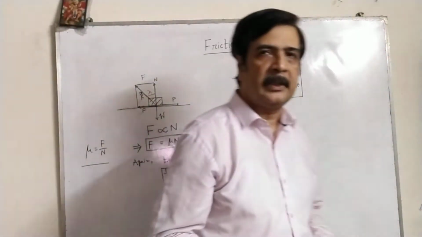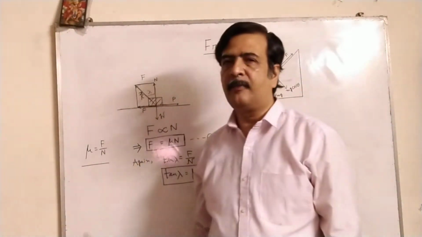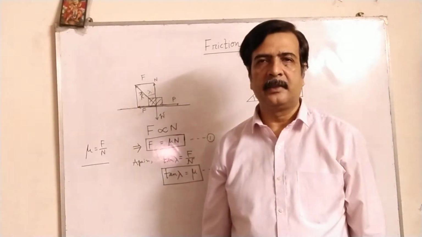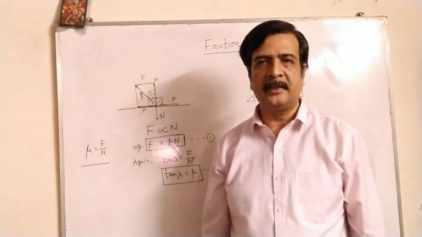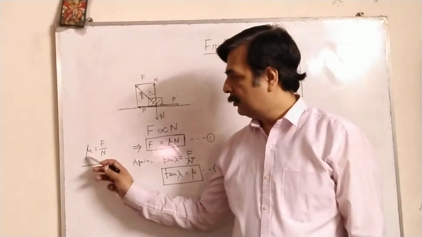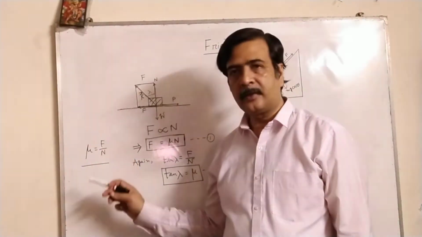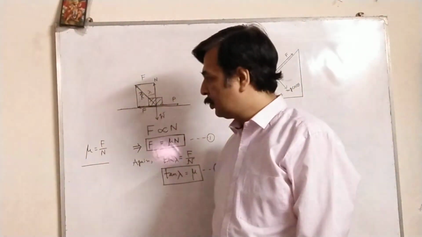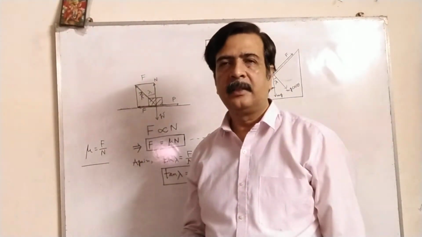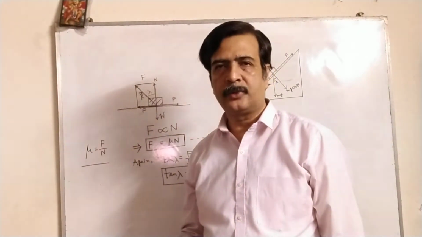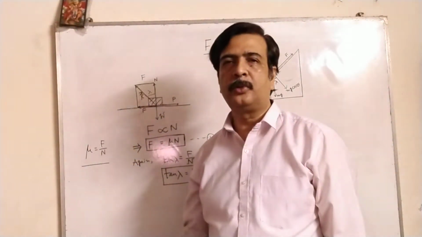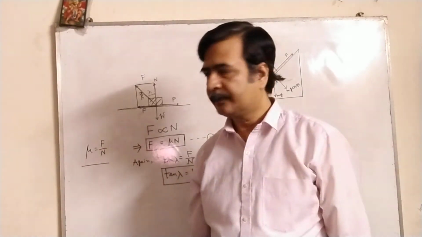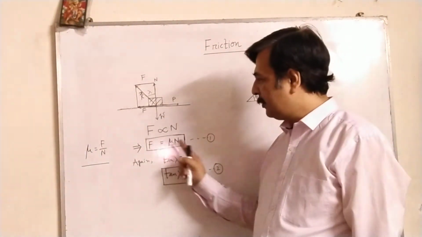From this relation 1, we can see that mu is equal to F by N. So we can define the coefficient of friction as the ratio of the force of friction and the normal reaction. It has no unit, because the force of friction is a force and the normal reaction is a force, so if it is Newton by Newton, those will cancel. So mu is a pure number. It has no unit. So F is equal to mu N we get.